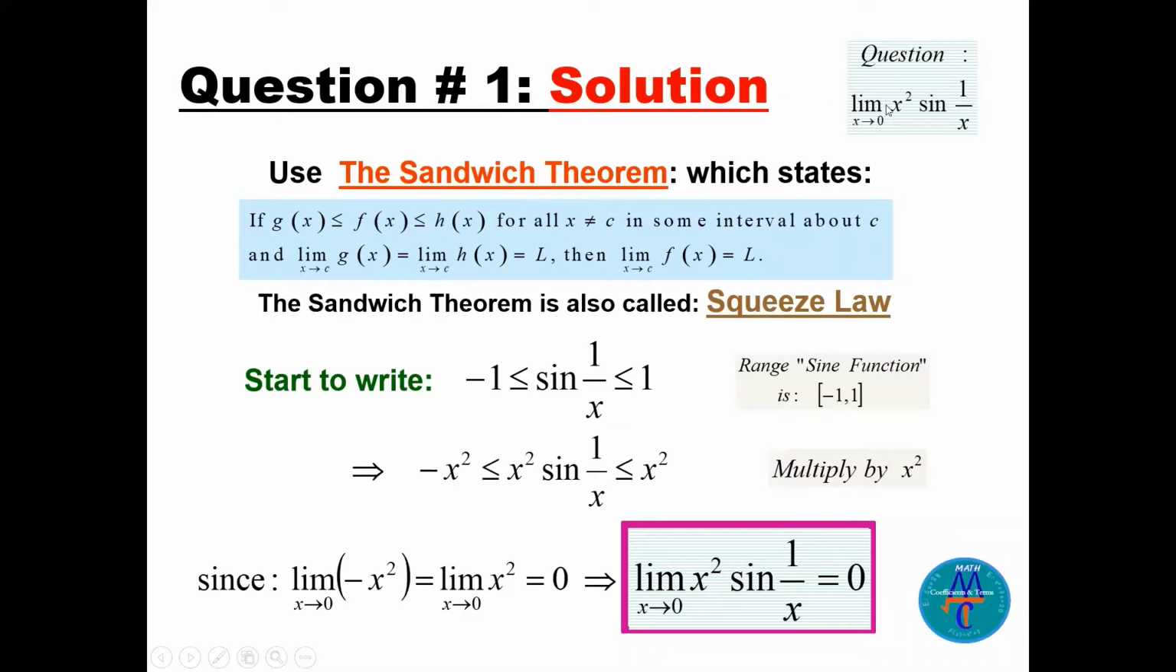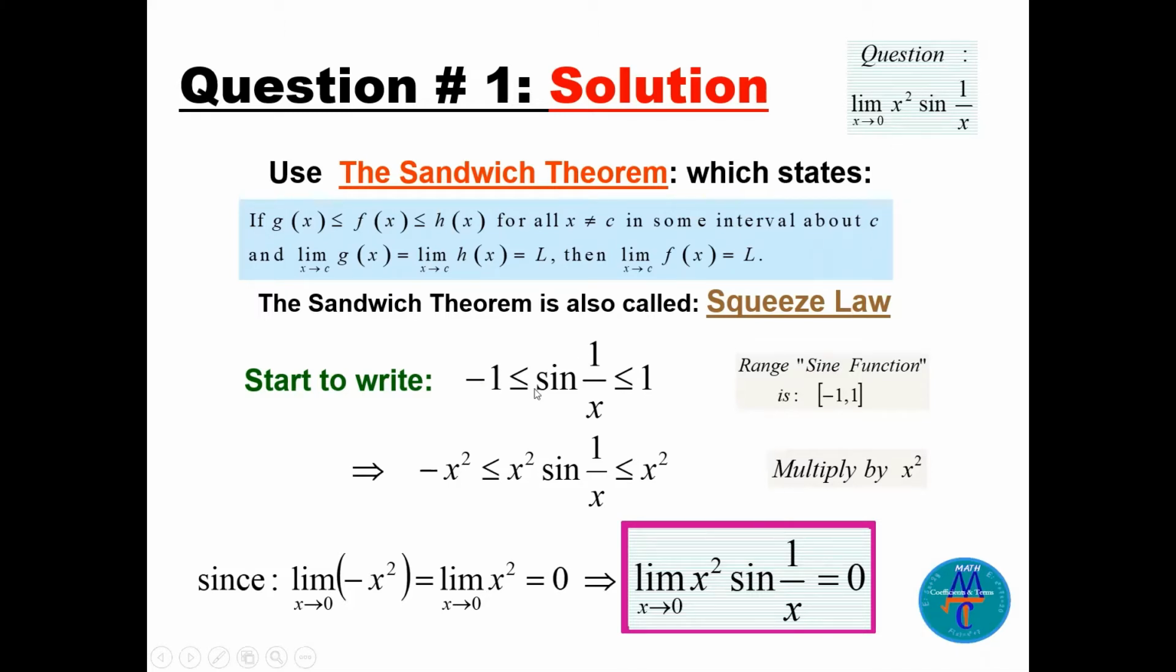So if a function f of x is between two functions, g of x and h of x, and we know the limit of these functions, g of x and h of x, as x goes to c is equal to L, then the limit of the function in the middle, f of x, as x goes to c will also be L. The sandwich theorem, we sometimes call it the squeeze law.